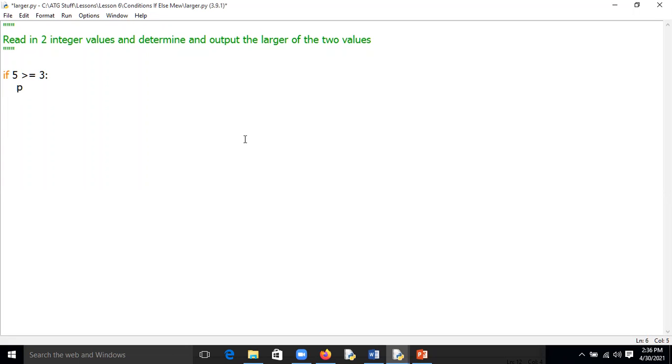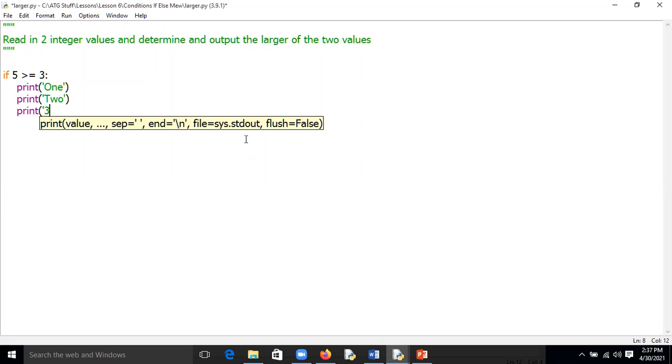So I'm going to do a few things over here. I'm going to come here and say print 1, and still inside the if statement, print 2 and print 3. Oh, should have spelled that right.